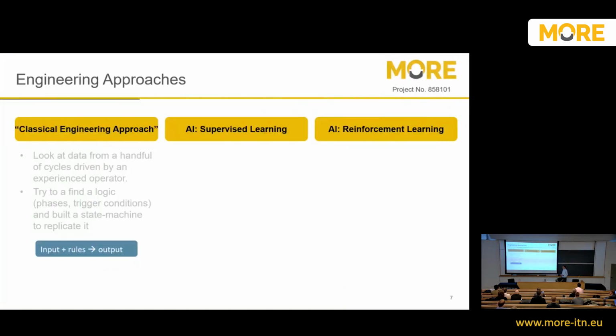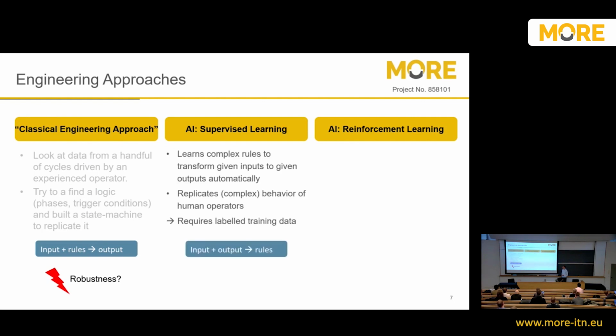But this first approach has some robustness issues. So what can we do instead? We can use supervised learning. We have a lot of data, and we take this data and train a model on it, and then we get the outputs from the model. This can replicate what the human is doing, but it also requires a lot of labeled training data. So we need to collect a lot of data from the machines for different materials and different operators.